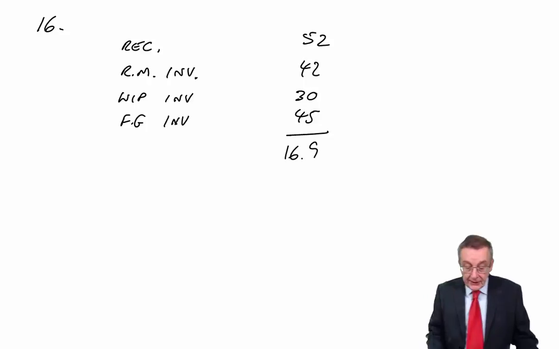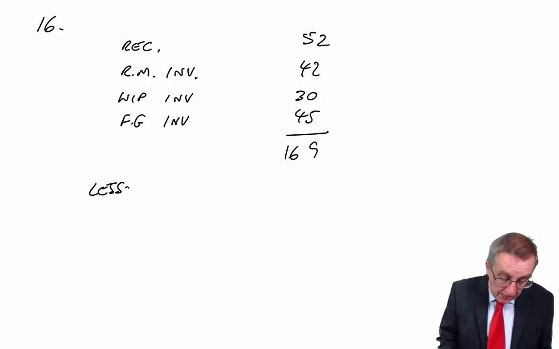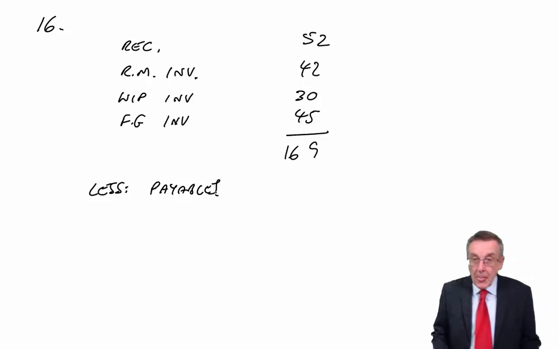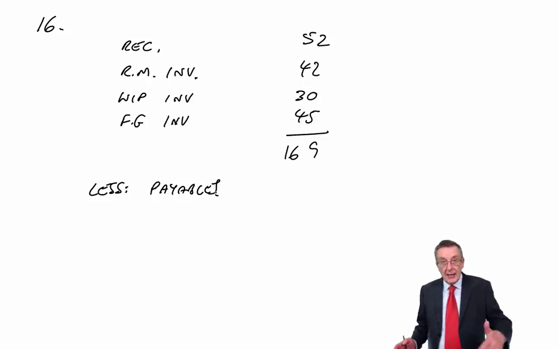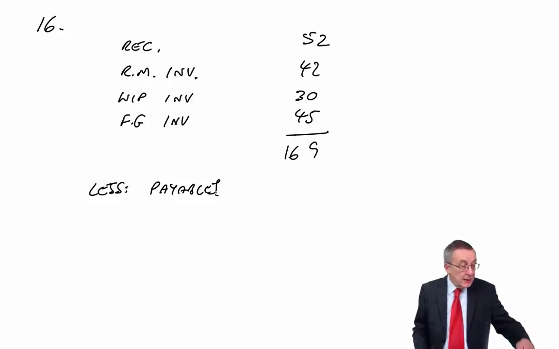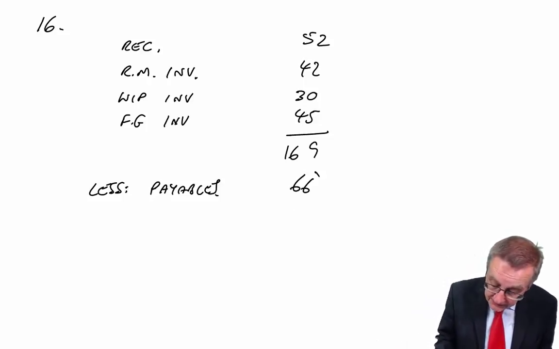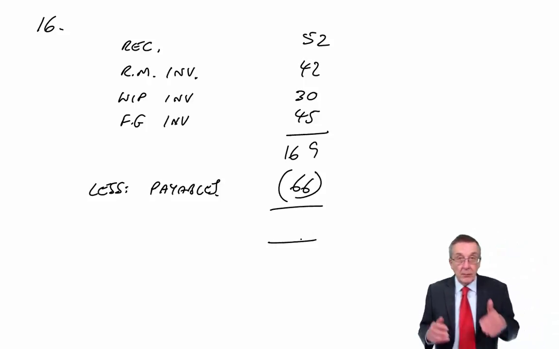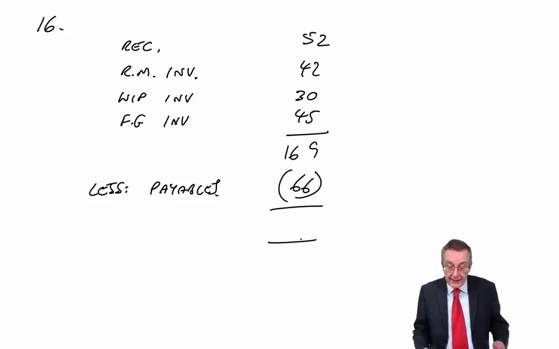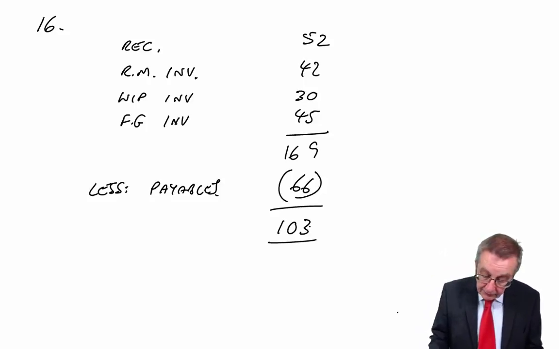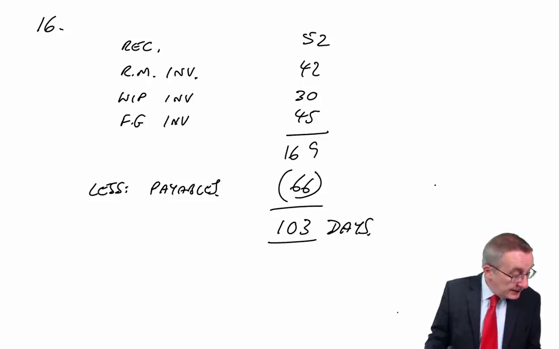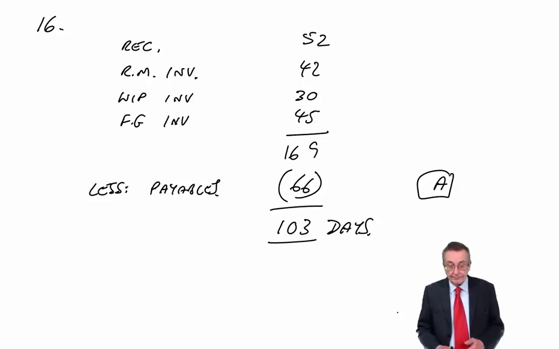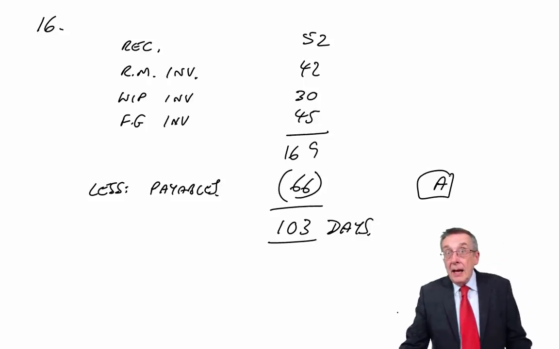The only relief against it, we subtract the payables period. We won't lose the cash for all 169 because it's how many days? 66 days before we actually paid out the cash. And so the total working capital cycle, operating cycle, funding cycle is 103 days. The answer is what? A. You should find that a very easy one.